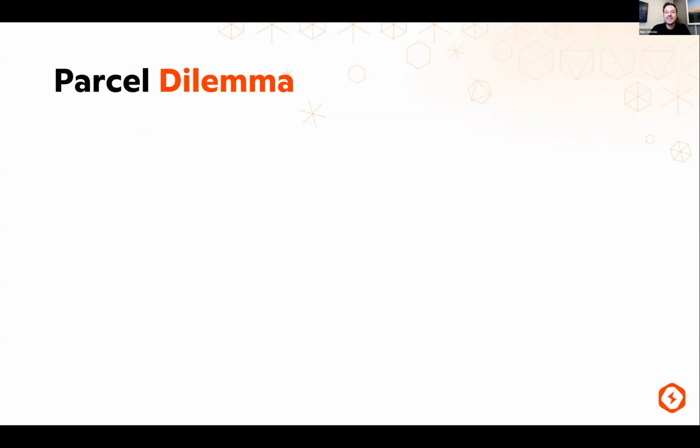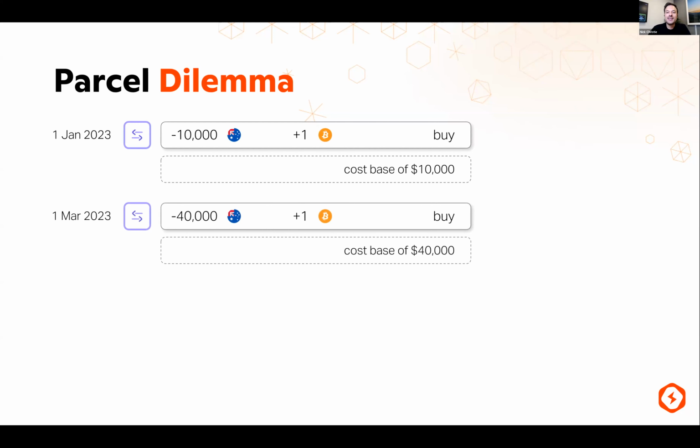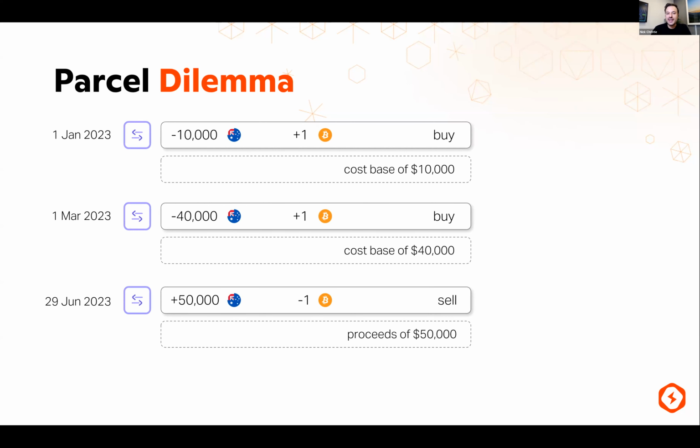The next part is what we call the parcel dilemma. And it's really easy to understand once there's an example shown of how this works. So you can imagine it's the same example again, right? You took $10,000 and purchased one Bitcoin. But then a little bit later, you took $40,000 and purchased another Bitcoin. So now you have two in total. One you purchased for 10,000 and another one that you purchased for 40,000. And then you decide to sell it. And in this case, you sold it for 50,000. So obviously the market's been going up in this example.